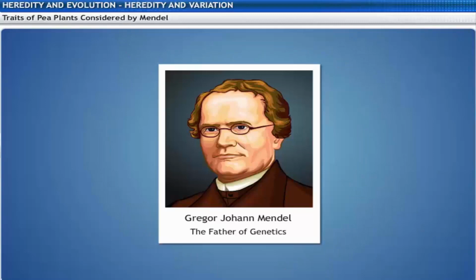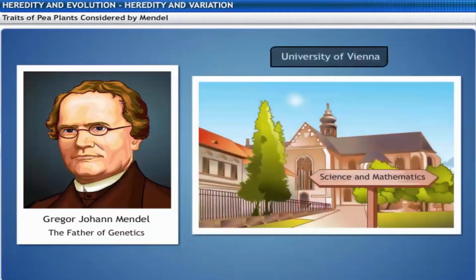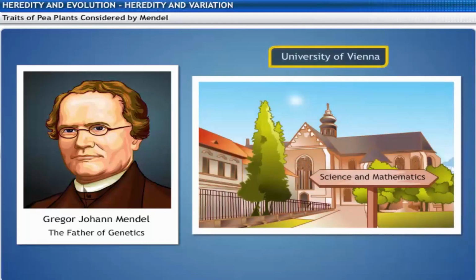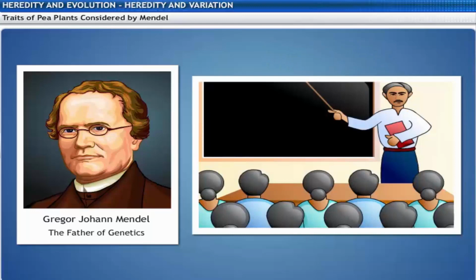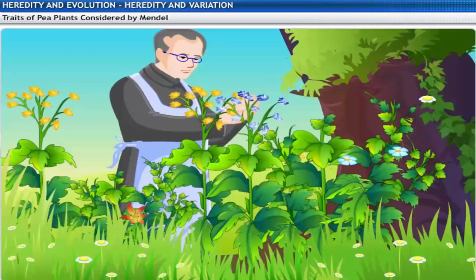Did you know that Mendel was educated in a monastery and studied science and mathematics at the University of Vienna. He wanted to be a teacher, but he failed the teaching examination. However, he did not lose hope. He returned to the monastery and started growing pea plants in the garden.